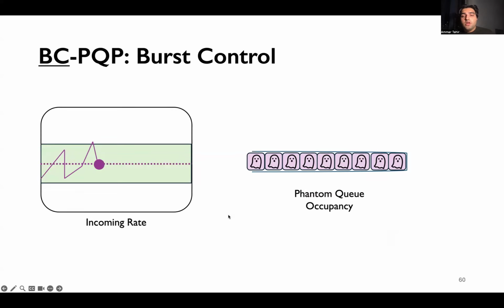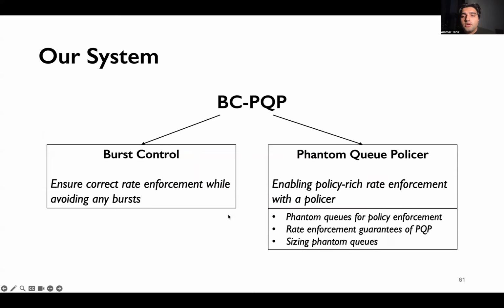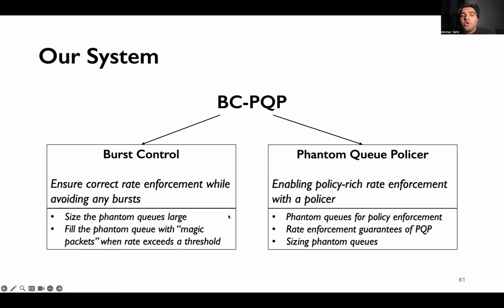You can find more details on how the burst control mechanism generalizes to a multi-queue system in the paper. So our burst control mechanism ensures that we do correct rate enforcement by sizing the phantom queues to be as large as required. However, it protects against burst by monitoring the incoming rate and filling up the queues on the onset of the burst. So to summarize what we've discussed so far, we have shown how the phantom queue policer can enable us to do rate enforcement with rich rate sharing policies. Additionally, our burst control mechanism ensures burst-free and correct rate enforcement.